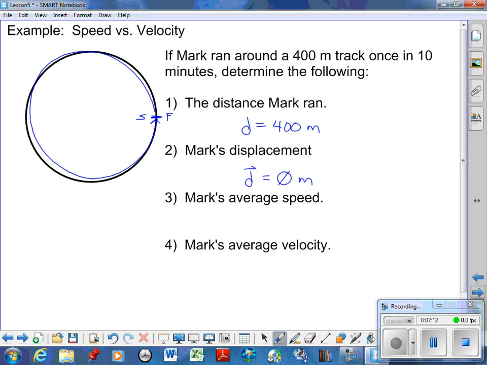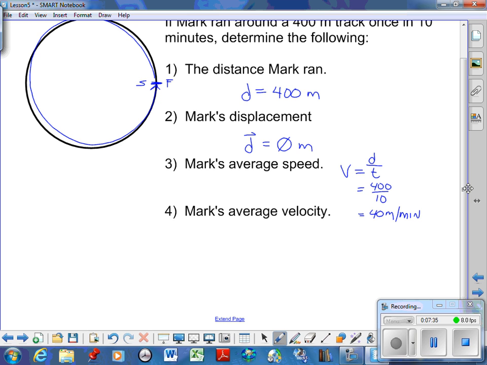What was his average speed? So average speed is his distance over time. So that would be 400 over 10, or dividing that down, it would be 40 meters each minute. So not exactly a torrid pace, but that's how that would calculate out.